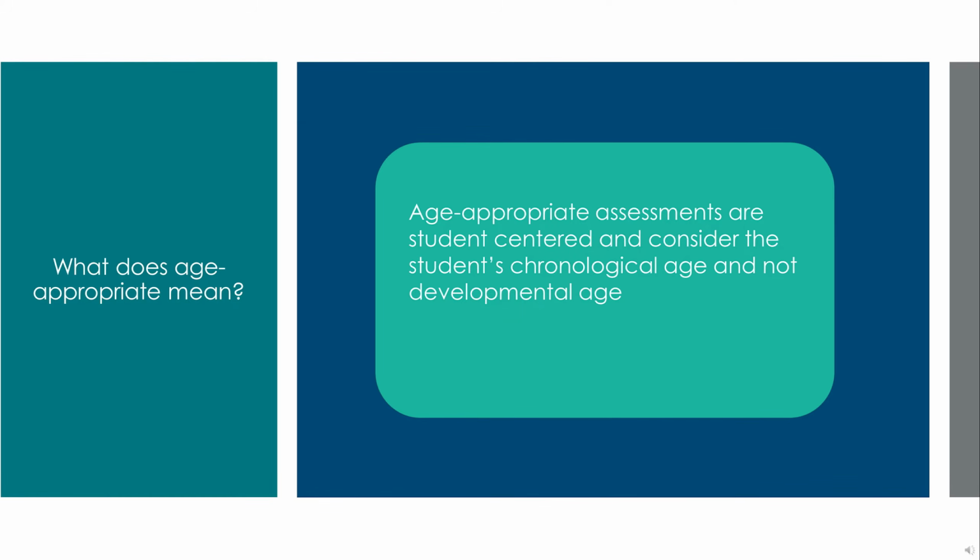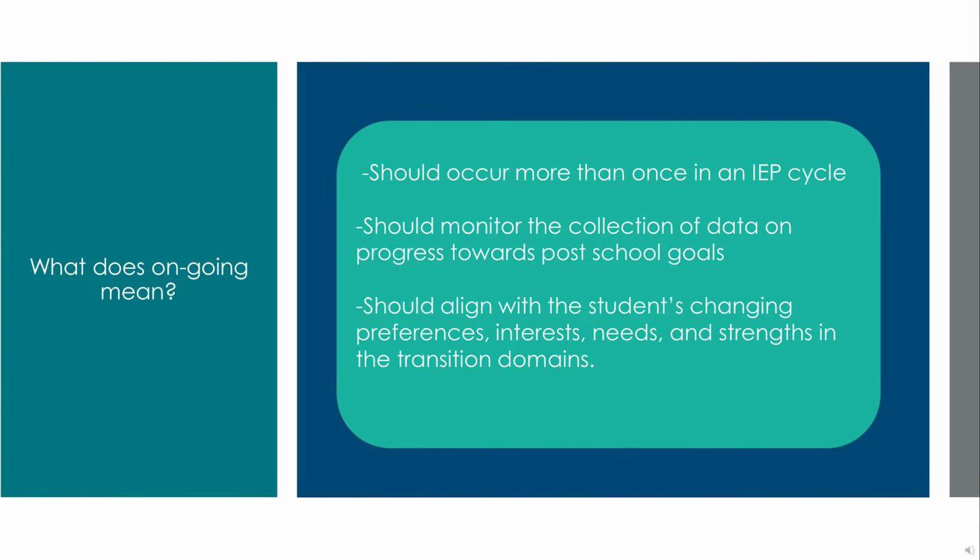Assessments are not a one-and-done process. Transition assessments are an ongoing process. Transition planning and assessment does not stop once the annual IEP is completed. Prior to a student's annual IEP meeting should not be the only time a transition assessment is given. Ongoing transition planning and assessment should occur during the current IEP year to monitor the data being collected to determine if there is progress being made towards the student's post-school goals.